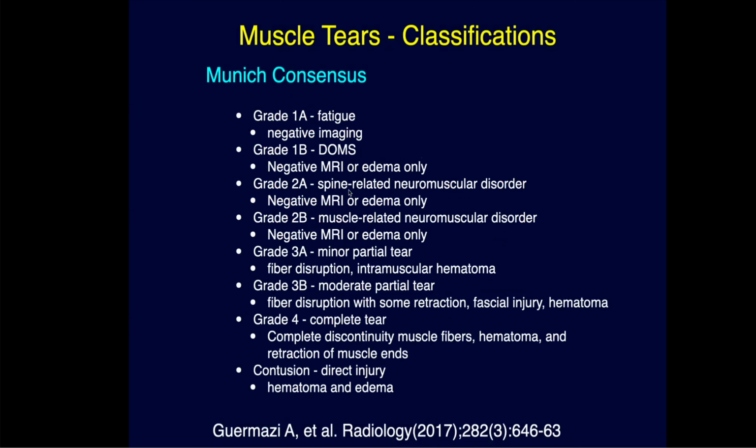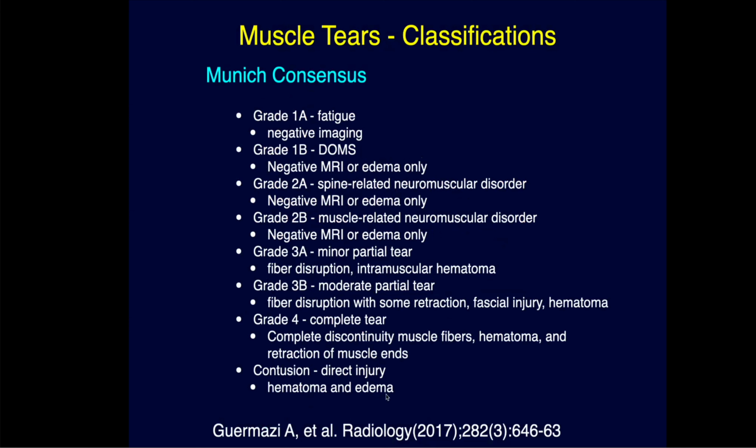Then there's grade 2, A and B. In this particular case, they have grade 2A, a spine-related neuromuscular disorder with or without positive MRI, 2B or muscle-related disorders. So this is one where they were interested in abnormal muscles with spine disease. Grade 3A are minor partial tears with fiber disruptions. Grade 3B are moderate partial tears. And then grade 4 are complete tears. And then you can just have a contusion or a hematoma with or without edema.